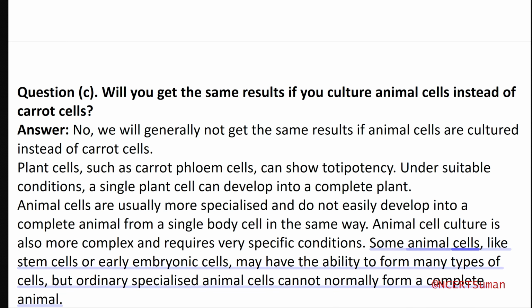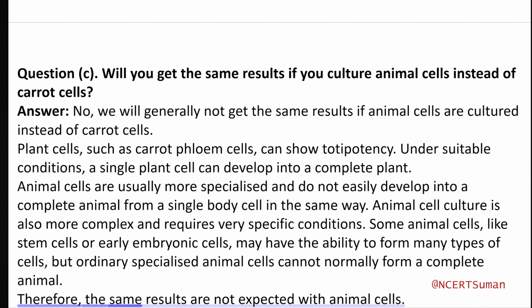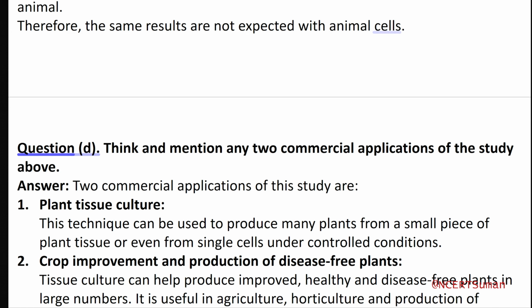Some animal cells, like stem cells or early embryonic cells, may have the ability to form many types of cells, but ordinary specialized animal cells cannot normally form a complete animal. Therefore, the same results are not expected with animal cells. Question D. Think and mention any 2 commercial applications of the study above. Answer: 2 commercial applications of this study are 1. Plant tissue culture.